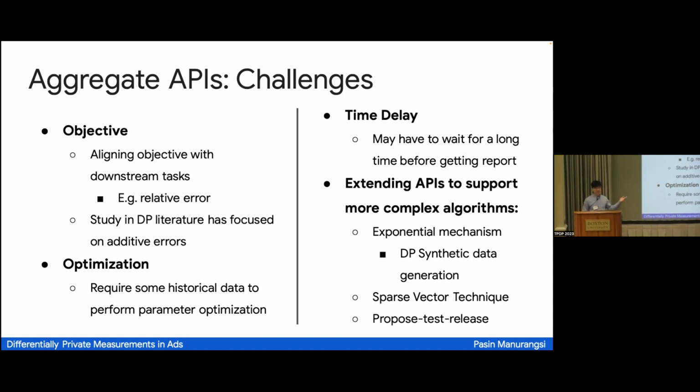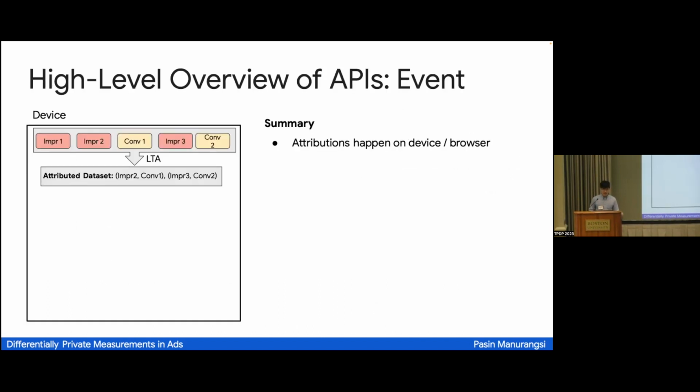So it would be nice if someone can come up with an API that is both easy to use and also encompasses these other more complicated, more advanced algorithms as well. Okay, so that is the aggregate API.